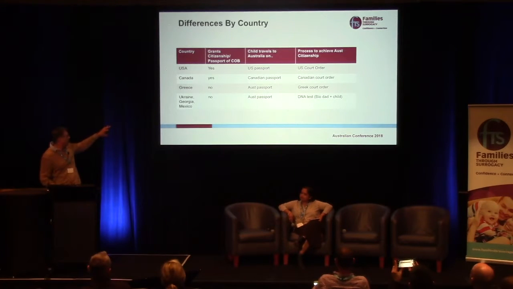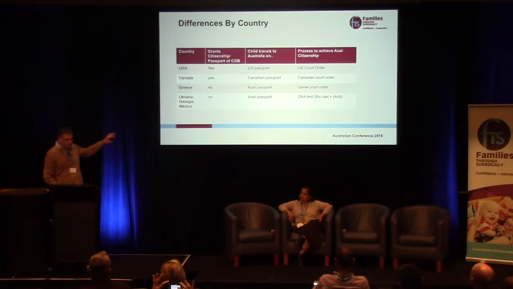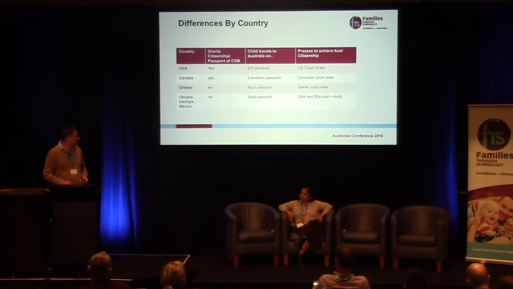For other countries though, like Greece or Ukraine or Georgia or Mexico, they don't grant citizenship, so the children are born stateless until you can acquire Australian citizenship for them. That needs a DNA test done or a court order done in that country, and that will take some weeks. You can't travel until you've got the Australian passport. So Poonam's role is to speed that part up a bit and make sure everything flows properly, because we do get Australians who get stuck overseas for months on end unless you know what you're doing.